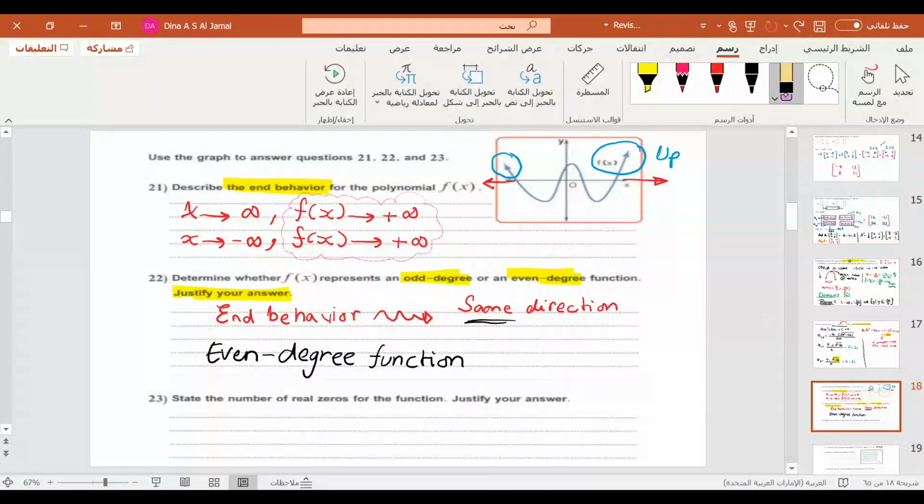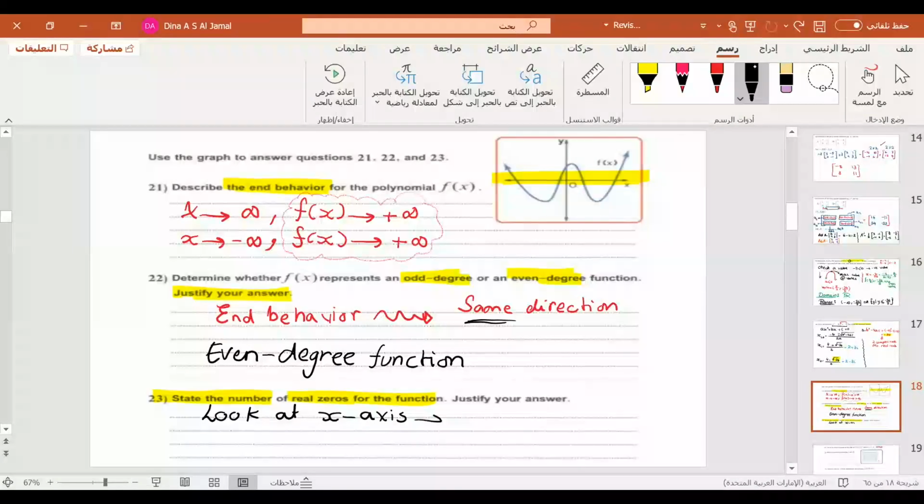Now, let's state the number of real zeros. Whenever he's asking you about the real zeros, just look at the x-intercepts. He would like to know how many real zeros there are. So here, look at the x-axis. Count how many times you have x-intercepts.